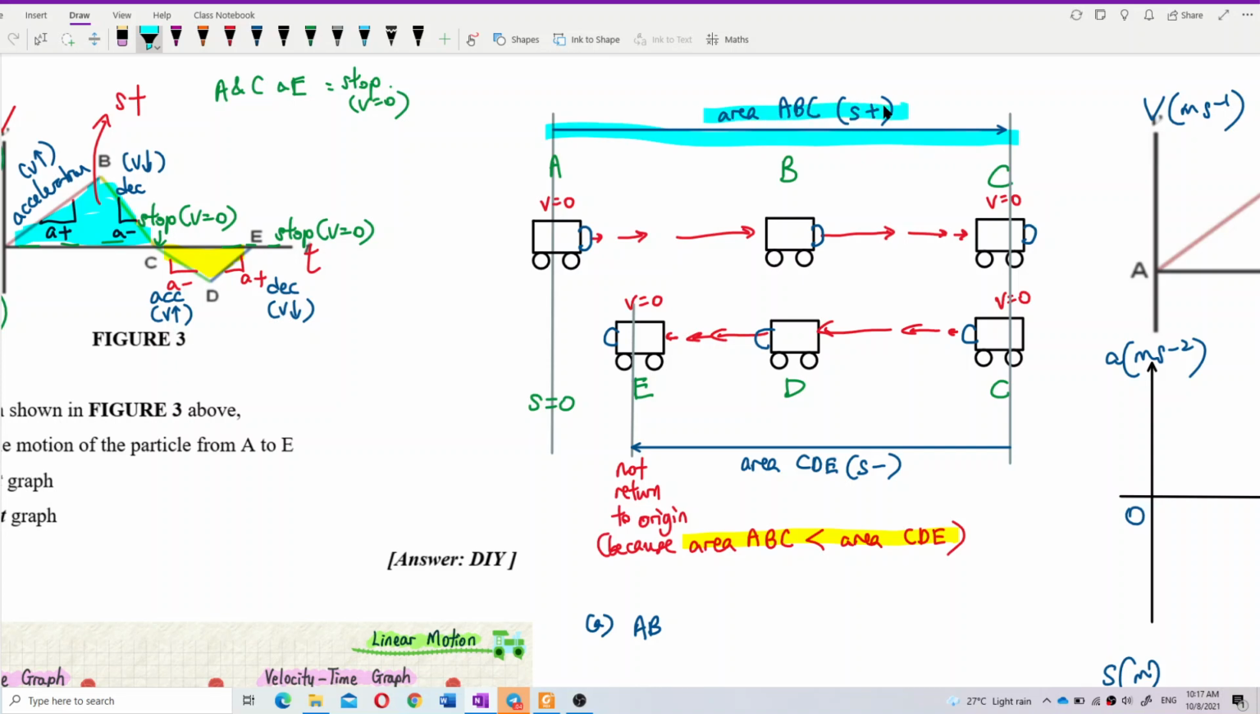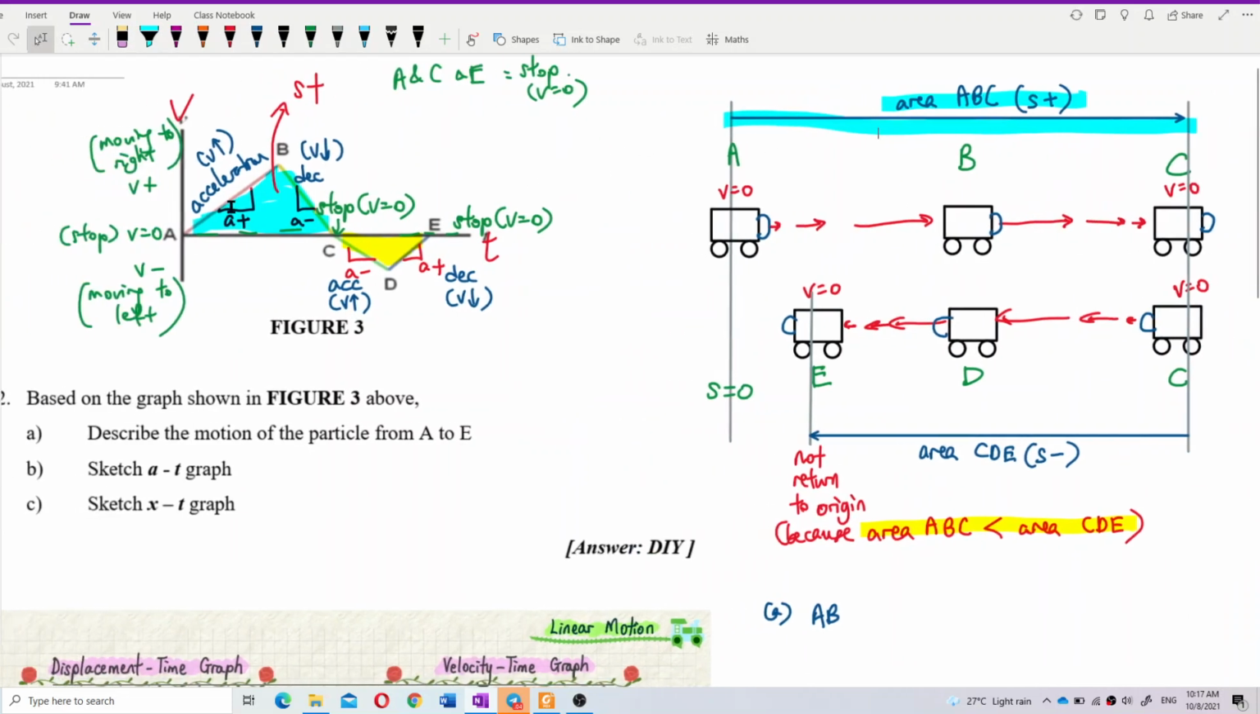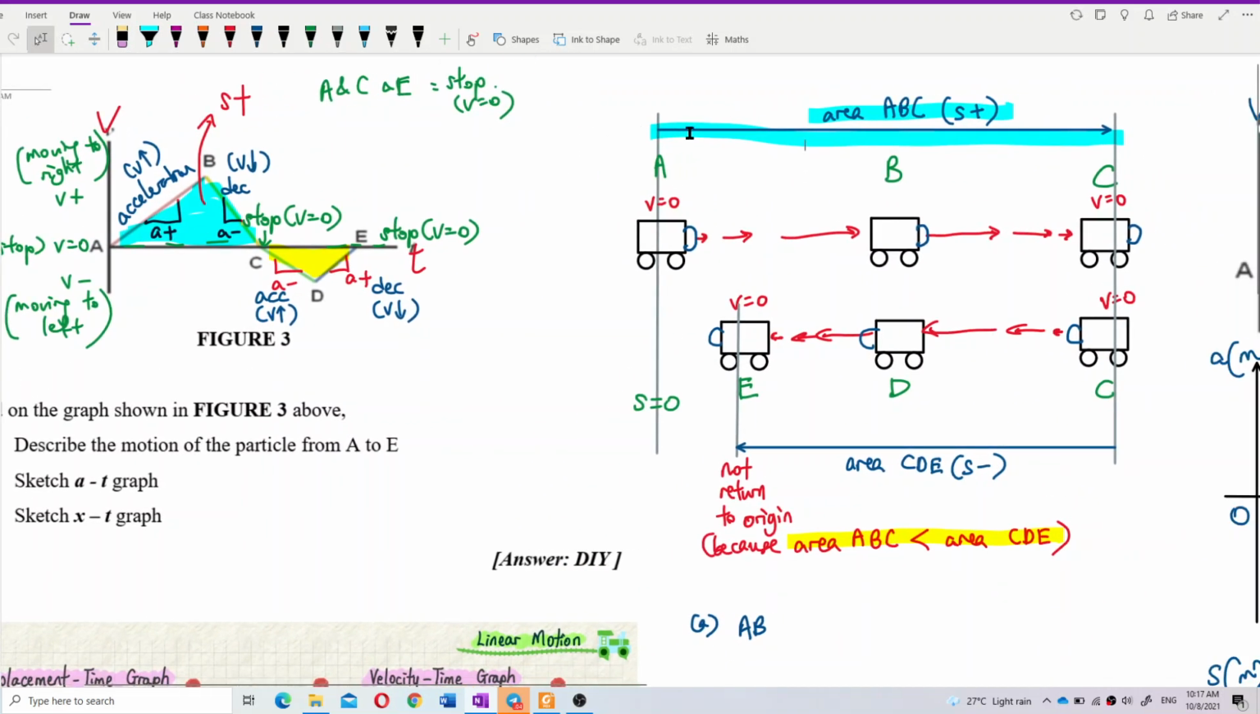This is area ABC. Area ABC means how far it moved to the right. How far is the positive displacement? How far did the car move to the right? What's the displacement to the right? Positive displacement means the amount of displacement to the right.